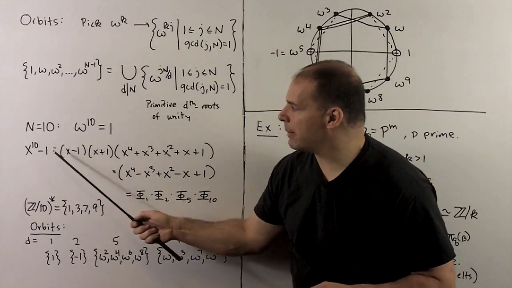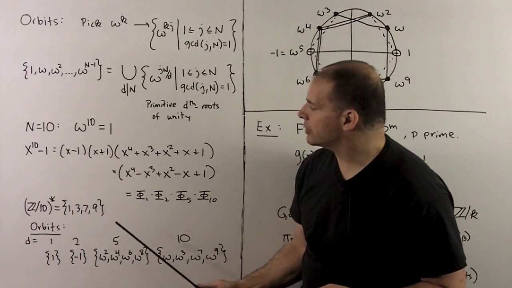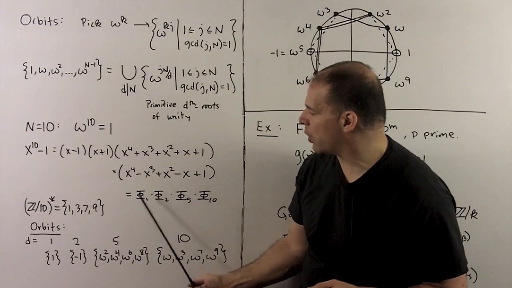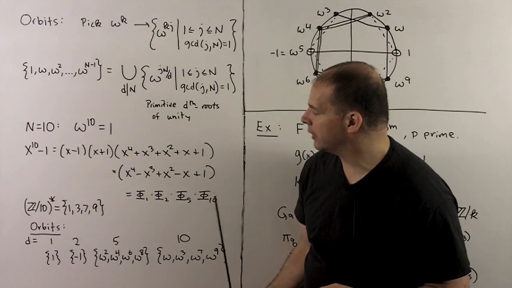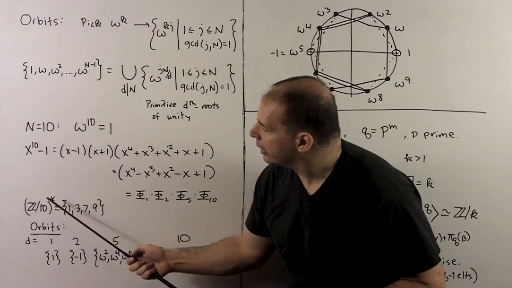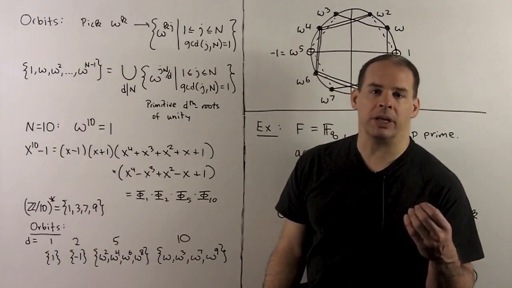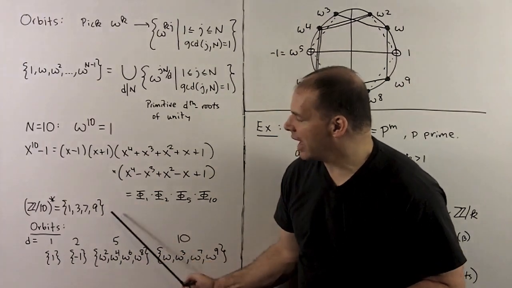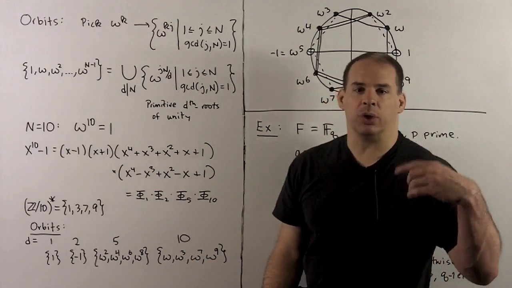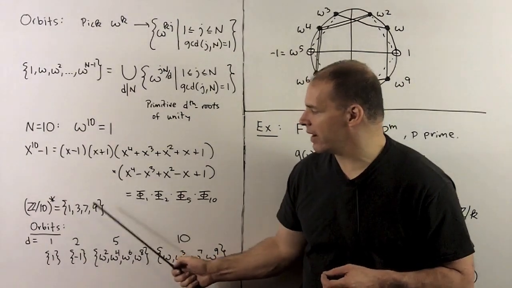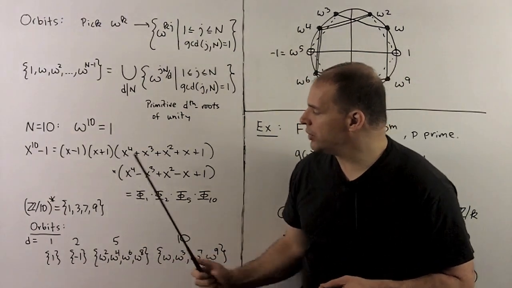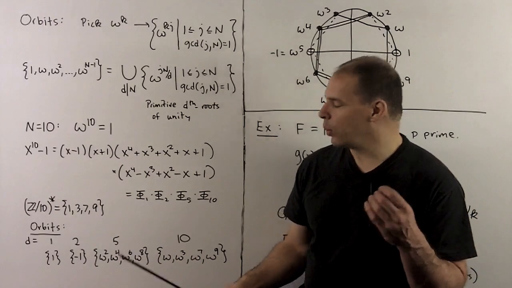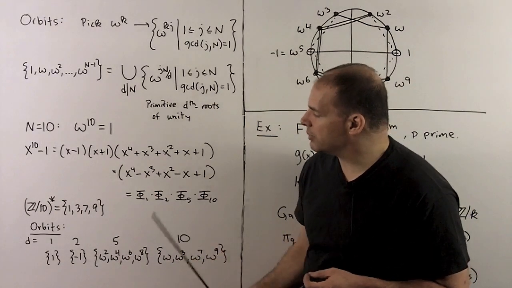x to the 10 minus 1 has 4 factors. So these are going to be cyclotomic polynomials associated to the divisors of 10: 1, 2, 5, and 10. Now for the Galois group, we have Z mod 10 star, the group of multiplicative units in Z mod 10. These are 1, 3, 7, and 9. So we're going to take our nth roots of unity and raise them to powers 1, 3, 7, or 9. Now when we do that, we expect to get a partition into primitive dth roots of unity where d is a divisor of 10. So what comes out?